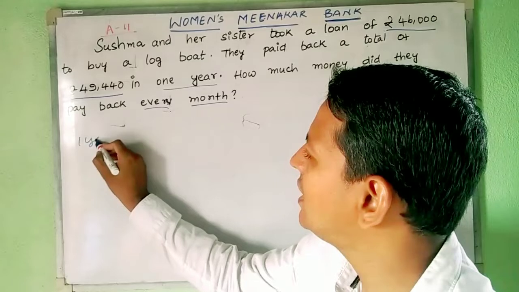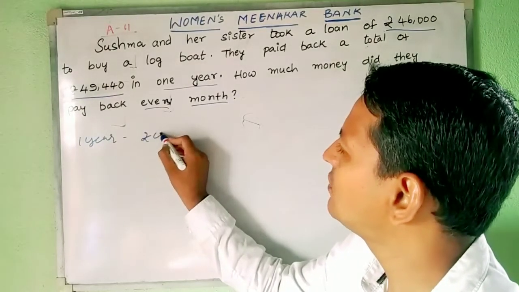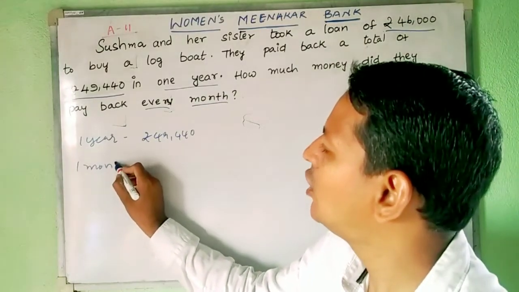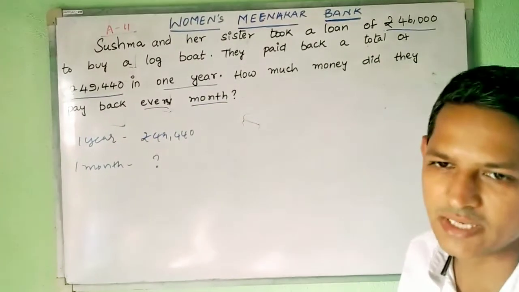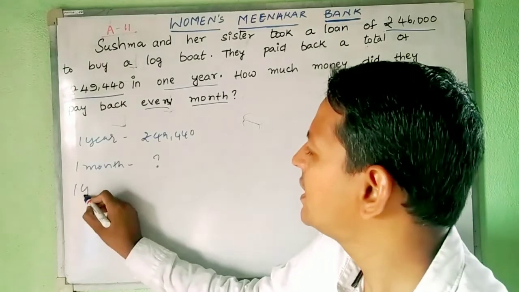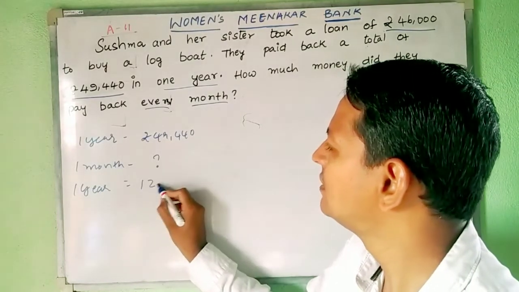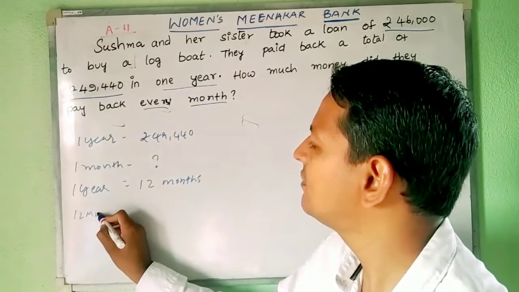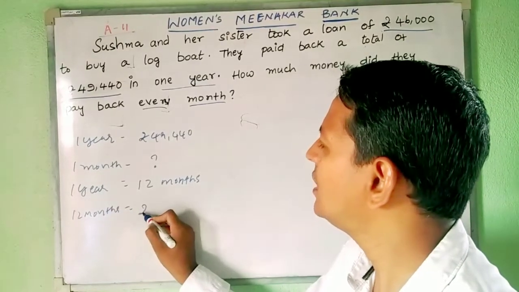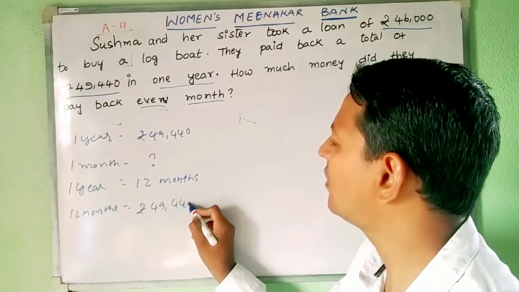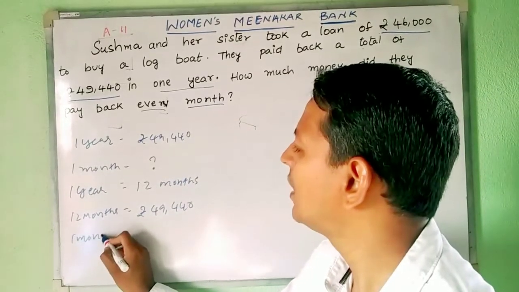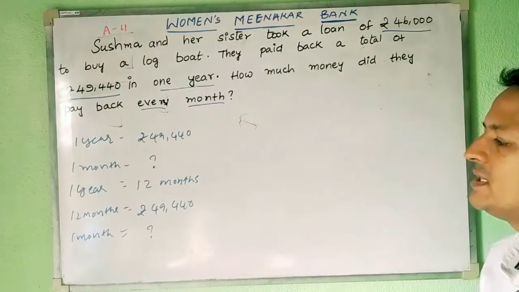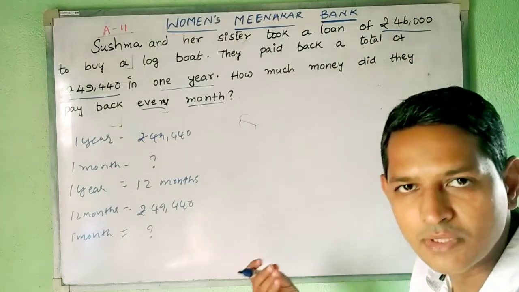So, if in 1 year they are paying back rupees 49,440, for 1 month how much did they pay back? That is what is asked. And we all know that 1 year is equal to 12 months. So in 12 months they are paying rupees 49,440; for 1 month, how much did they pay back? That is what is asked.